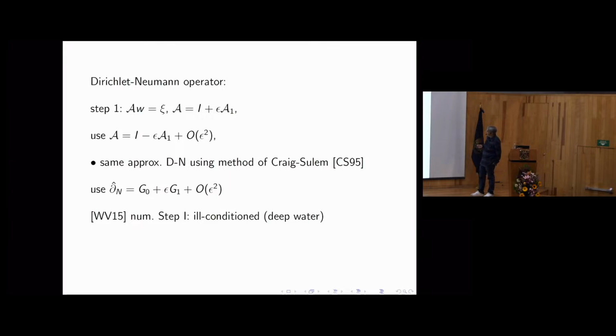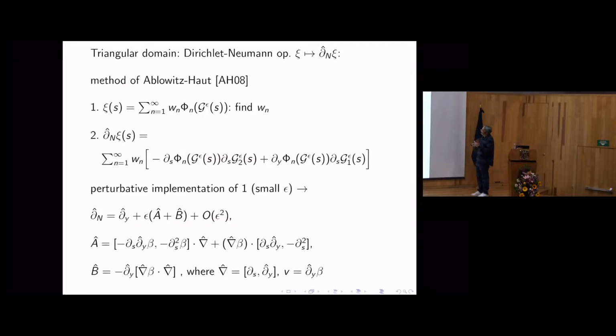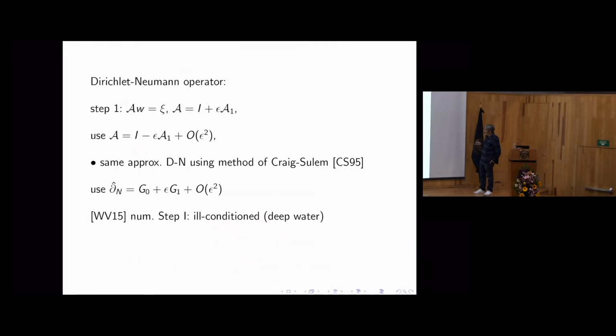And we notice that what we obtain is the same as what Craig and Sulem got, another approach to how to use these harmonic functions in the larger domain to obtain the Dirichlet-Neumann operator. They use a different way, where you use the definition of the Dirichlet-Neumann operator and these functions to obtain it. But what we do actually leads to the same results. We check that later.